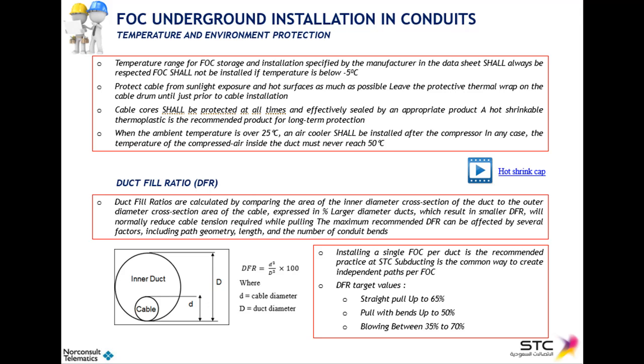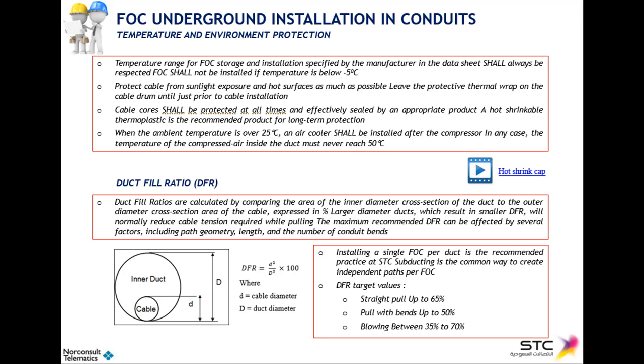Another important parameter is the duct fill ratio. The duct filling ratio is calculated by comparing the area the cable is occupying inside the duct. So it is the ratio between cable area and inner duct area. You have the formula here, and it is important that you respect the maximum duct filling ratio target values. When you are installing cables by pulling in a straight section, we can go up to 65% of duct filling ratio. However, if there are bends, you cannot go up to 65, you have to stop at 50%.